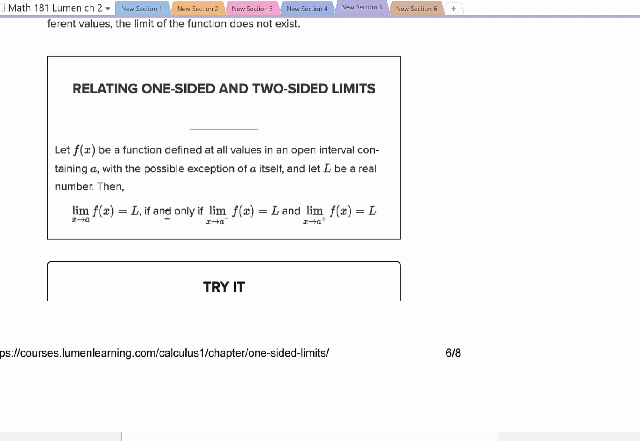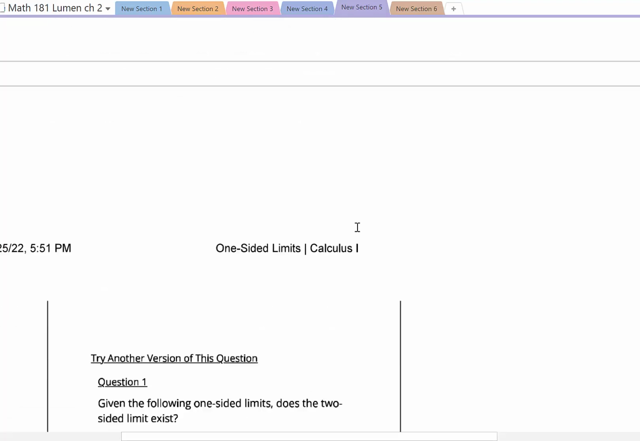Now, if and only if also means this: if the second part is true, the first part's true. If the first part's true, then the second part's true. So that's the if and only if statement. It's an if-then in both directions. Okay, let's go on to the next.